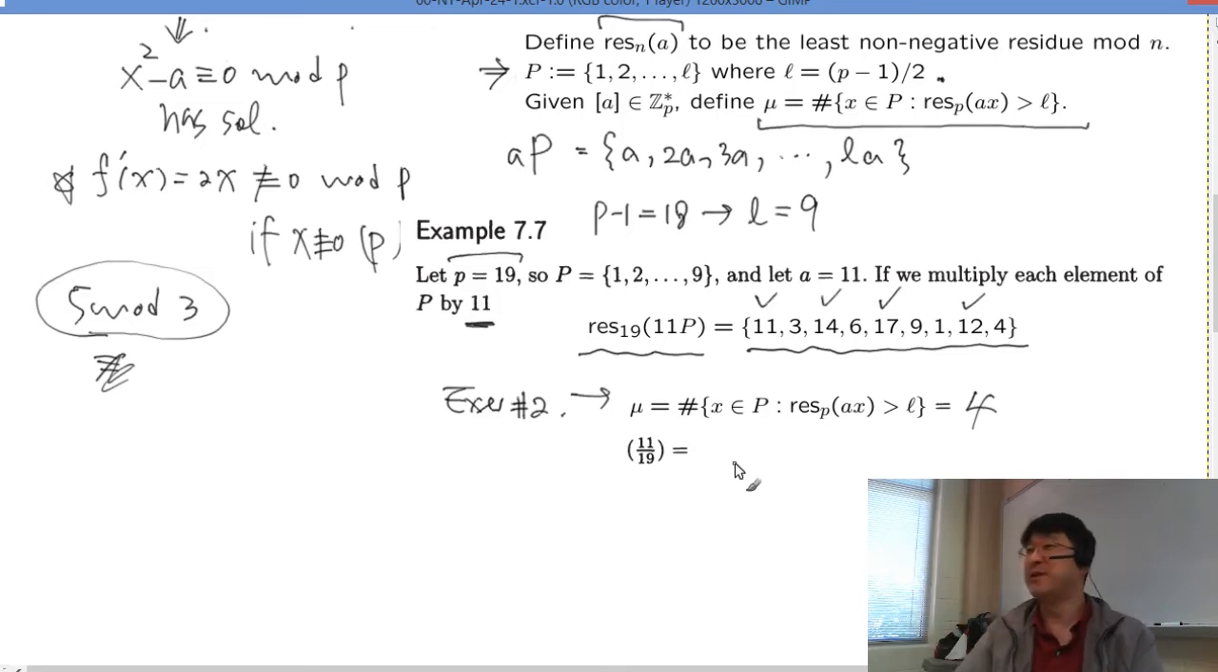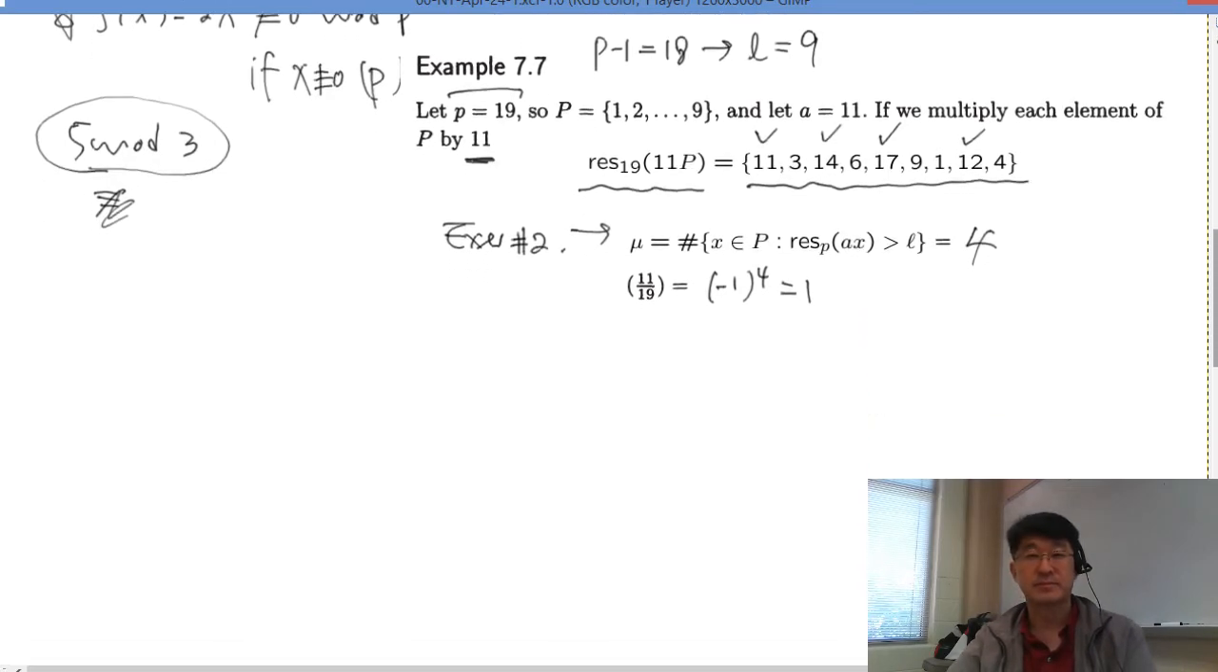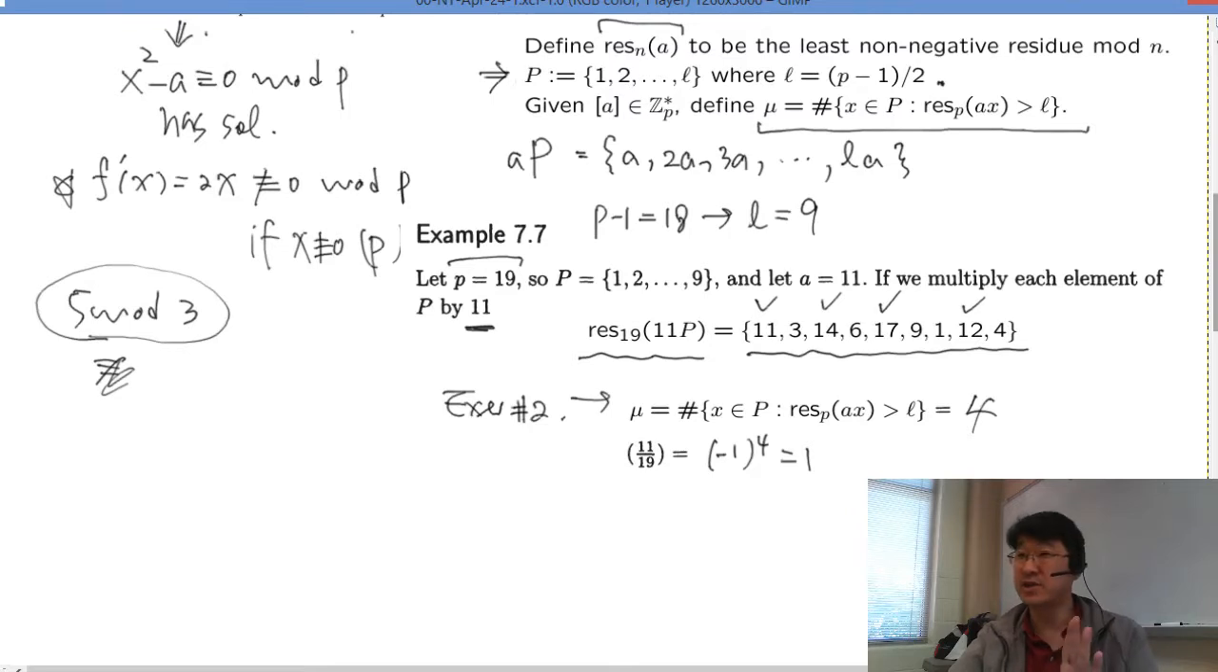Yes, negative 1 to an even power is plus 1, right? So, answer? 11 is a quadratic residue. That's called Gauss's Lemma. All right? We'll see why. At least understand the statement.